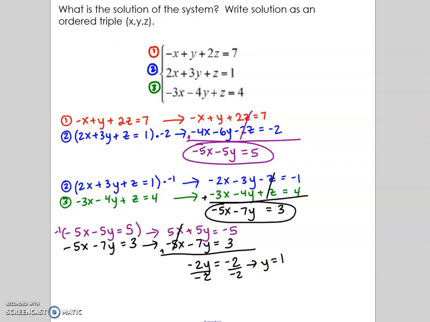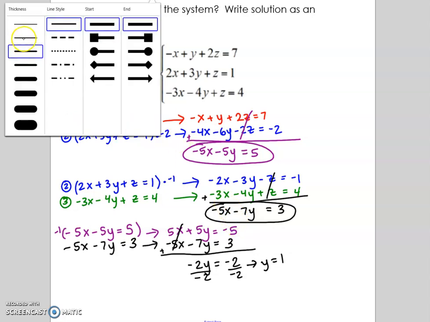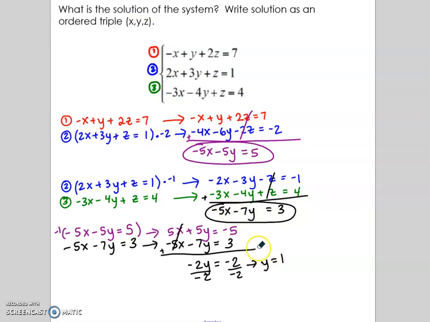Okay, now that I know that y is equal to 1, we're going to go back up that ladder, right? We went all the way down the ladder. Now we have y is 1. So we're going to go back up to either of the two circled equations. So I'm just going to use the purple circled equation, and I'm going to plug in the 1 for y, and I'm going to solve for x. So I'm going to do negative 5x minus 5 times 1, because that's our y, equals 5. So negative 5x minus 5 equals 5.